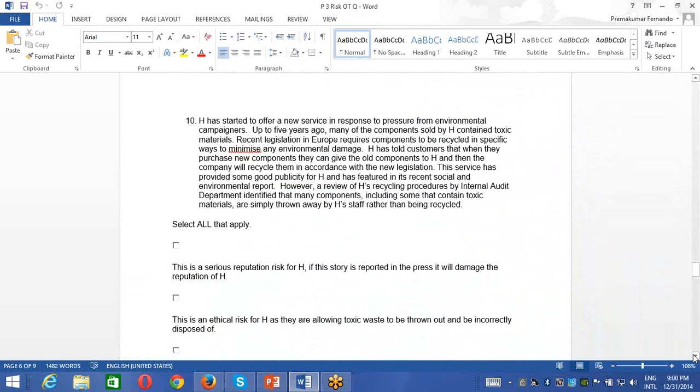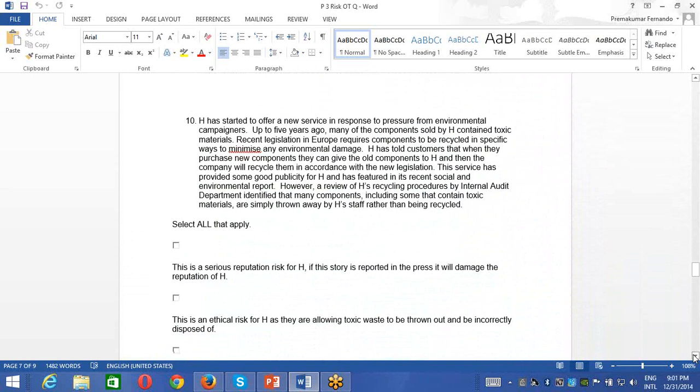It has started to offer a new service in response to pressure from environmental campaigners. Up to 5 years ago, many other components sold by it contained toxic materials. Recent legislation in Europe requires components to be recycled in specific ways to minimize any environmental damage. It has told customers that when they purchase new components, they can give the old components away, and then the company will recycle them in accordance with the new legislation. This service has provided some good publicity and has featured in the social and environment report. So remember yesterday we discussed this social and environment report in F3, sustainability.